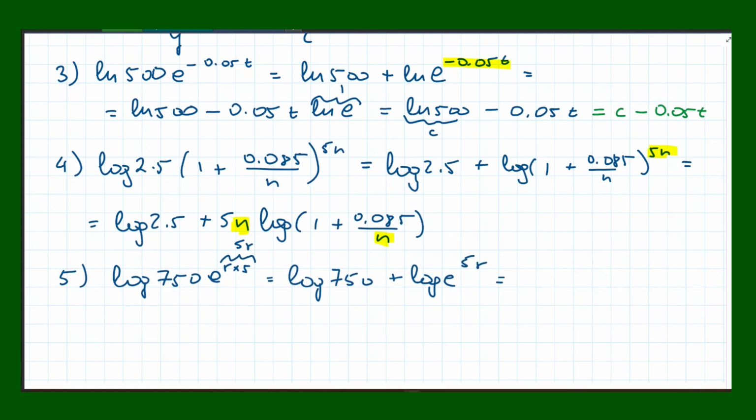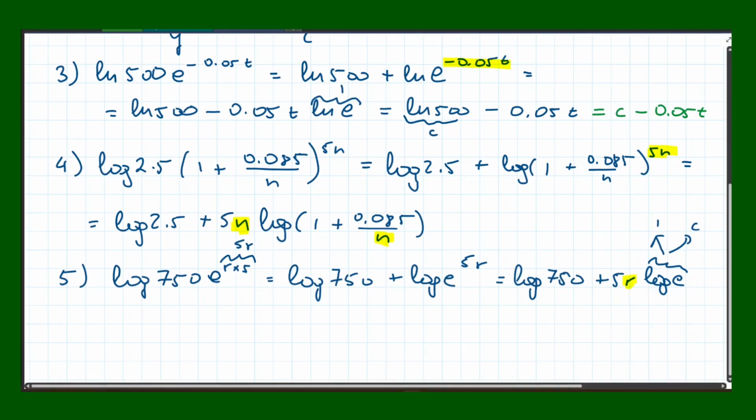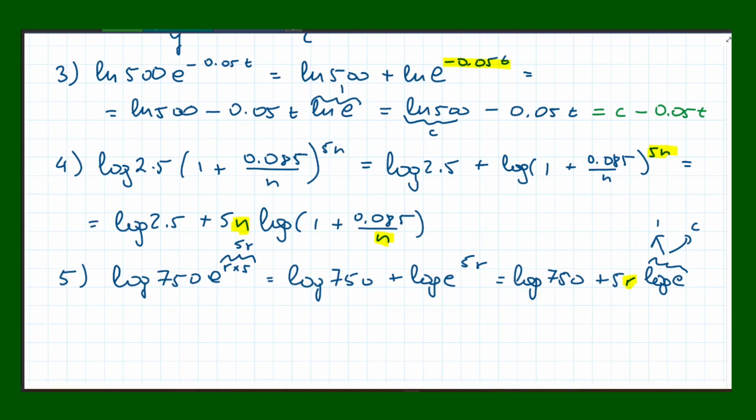Again, I can bring down the 5r from the exponent. So it's going to be log 750 plus 5r log e. And again, depending on whether log is base e or base 10, I will be able to replace this log e either by 1 or some kind of constant number which the calculator will be able to tell you. Regardless, the variable here is r, so again, this formula has been simplified down to a linear expression.